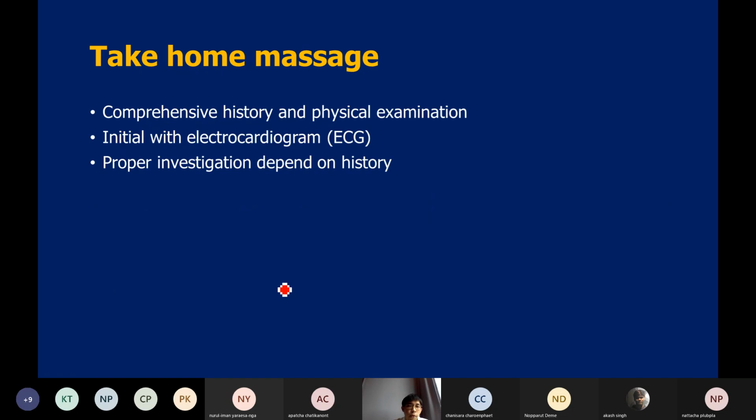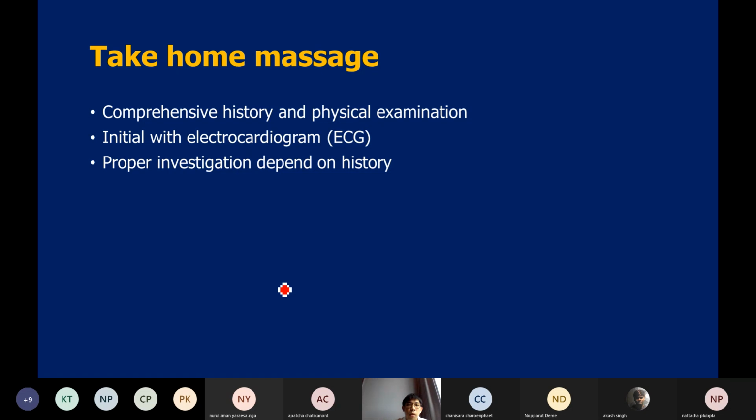Okay, for the take-home message of this session, we have a lot of investigations now, but the comprehensive history and physical examination is still a crucial way to diagnose and evaluate patients with bradycardia. The ECG is the simplest investigation, but the most important, and it is a powerful tool to investigate bradycardia. So all patients with suspected bradyarrhythmia should start with the electrocardiogram, or ECG.